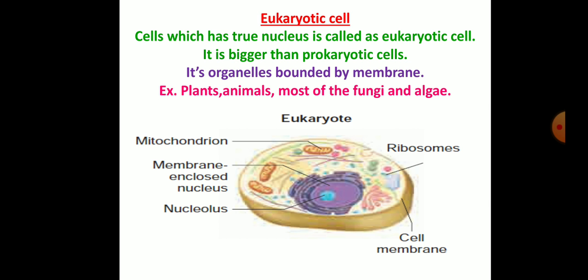Eukaryotic cell. Cells which have a true nucleus are called eukaryotic cells. It is bigger than prokaryotic cells. Its organelles are bounded by membrane. Example: plants, animals, most of the fungi and algae. This is the diagrammatic representation of eukaryotic cell, where you can see mitochondrion, ribosomes, membrane-enclosed nucleus, nucleolus, and cell membrane.